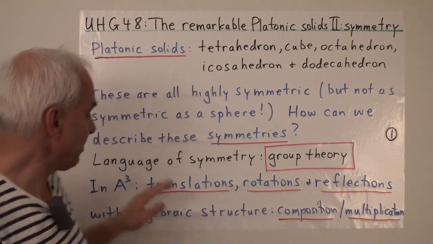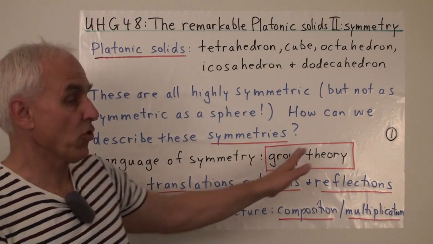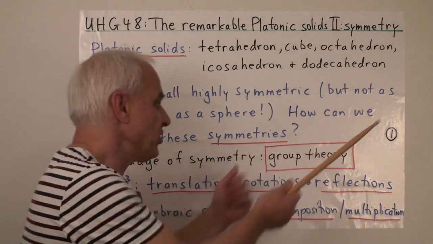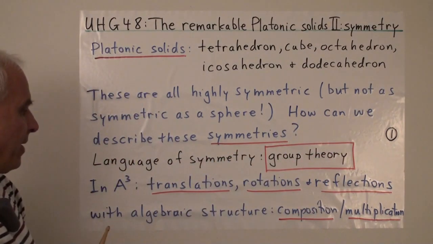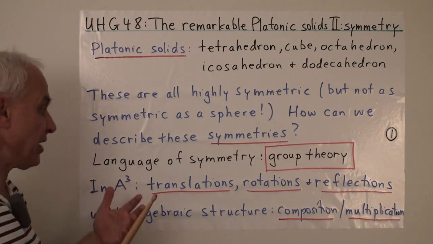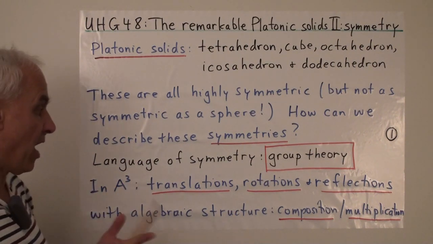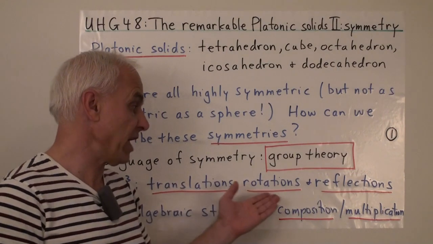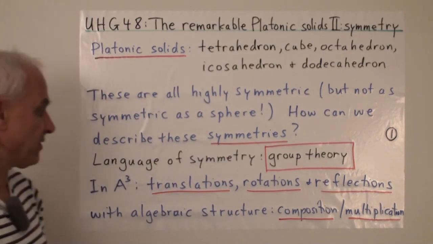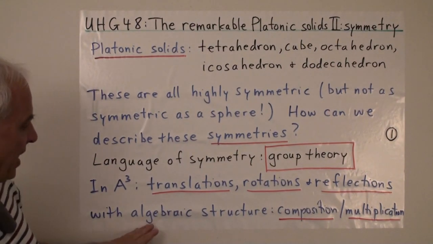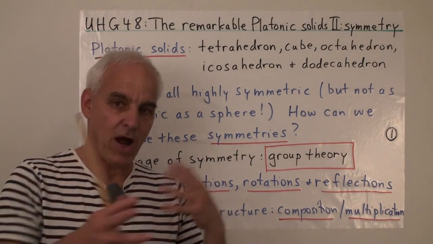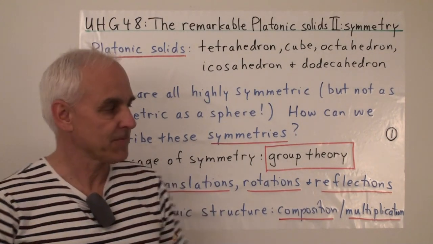Well, in mathematics, symmetries are described in the language of group theory. So we're going to naturally be moving towards a little bit of group theory. Traditionally, in three-dimensional space, the standard kinds of symmetries that we often consider are translations, rotations, and reflections. Very simple but relatively common kinds of symmetries. And they have natural algebraic structure because we can compose them. We can do one and then the other.